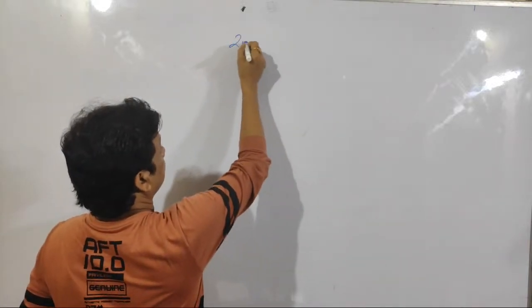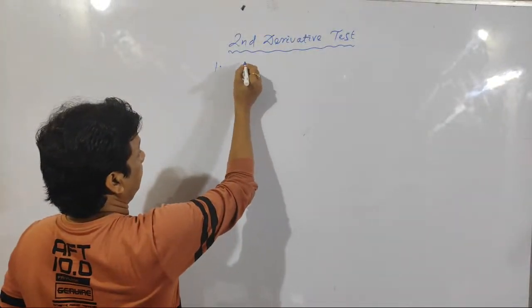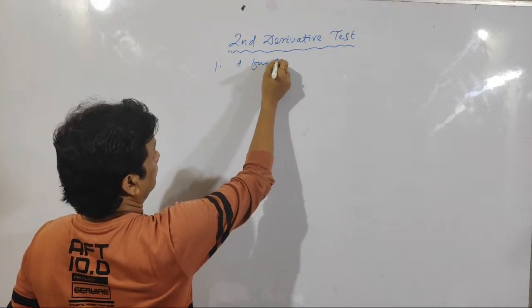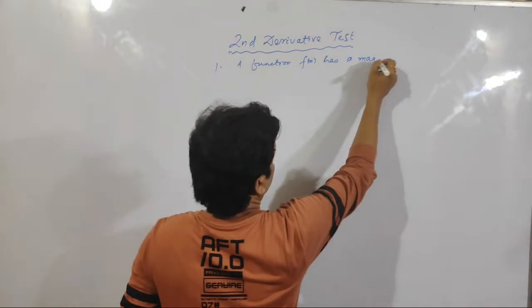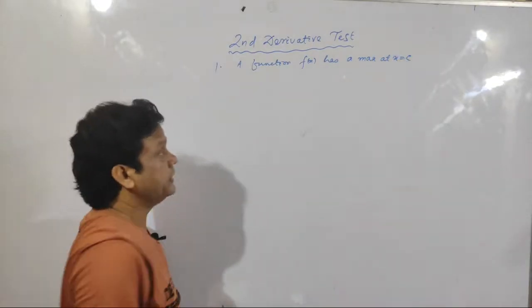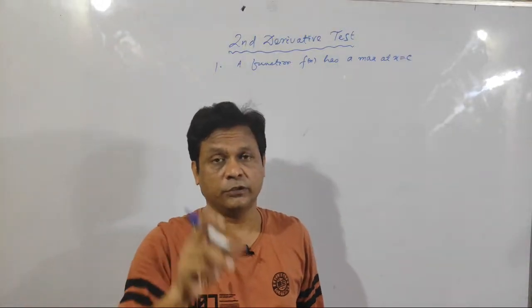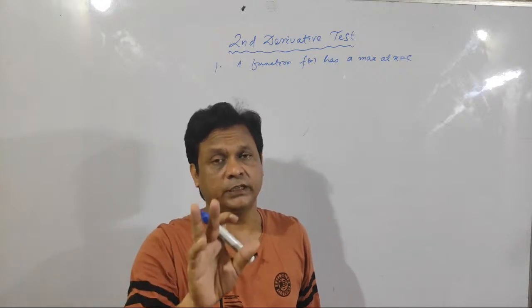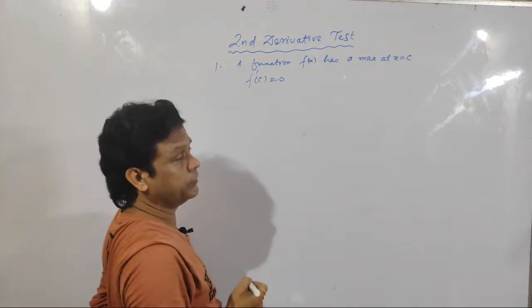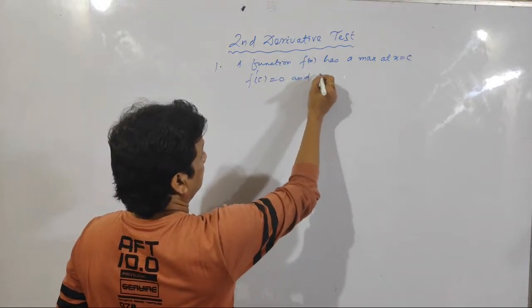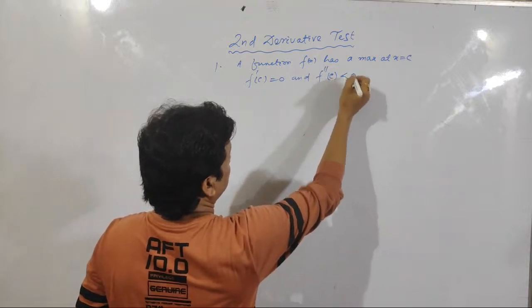See here. Second derivative test for maxima and minima. The first point: a function f of x has a maximum at x equal to c. Please write these 3 lines so that it will be comfortable for you. The function f of x has a maximum at x equal to c if f dash c equals 0, that means the first derivative at the point x equal to c must be 0, and the second derivative at x equal to c must be less than 0.